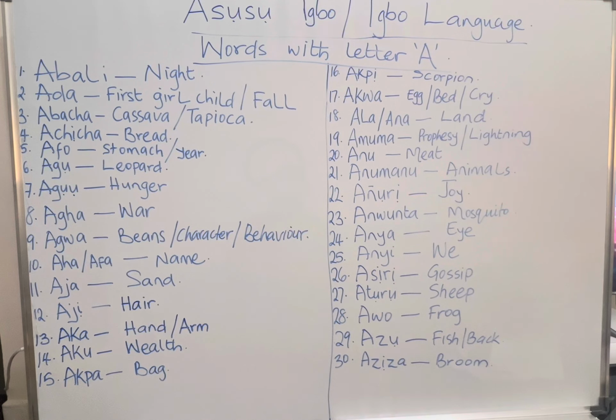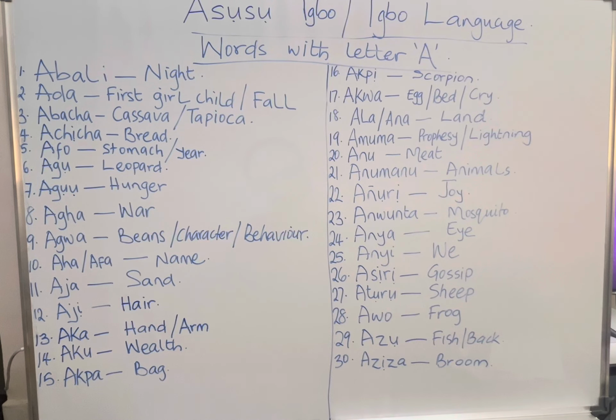Let us begin. Number 1, here we have abali. Abali is simply night. Number 2, we have ada. Ada is regarded as the first girl child. In the same number 2, we have ada. Ada is fall. So in this number 2, we have ada, and then we have ada.